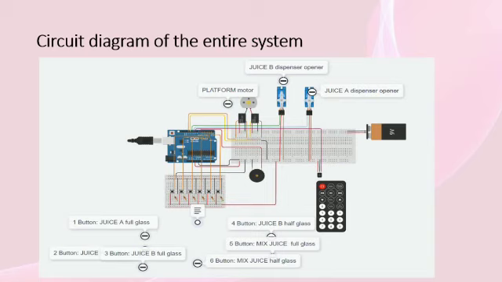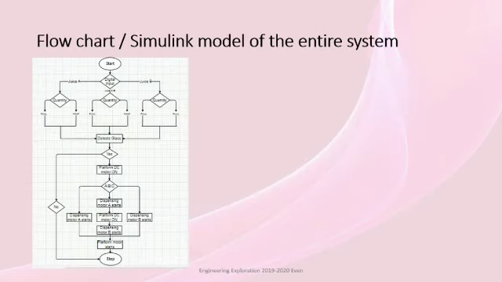Button 1 is for juice A full glass, button 2 is for juice A half glass, button 3 is for juice B full glass, button 4 is for juice B half glass, button 5 is for mixed juice full glass and button 6 is for mixed juice half glass. All these are connected to the Arduino, which is the microcontroller for the entire system. Now, the flowchart or the Simulink model of the entire system.